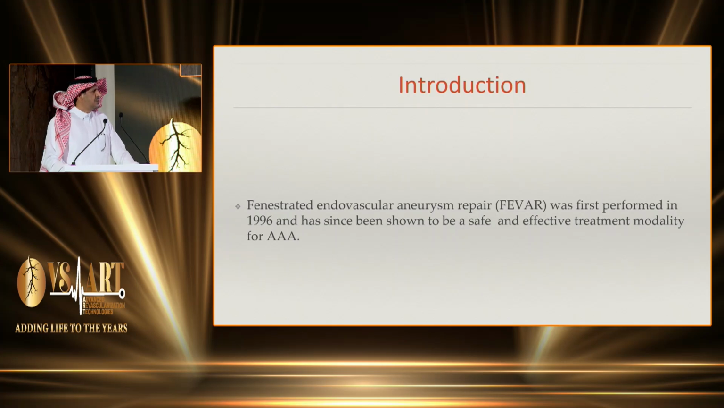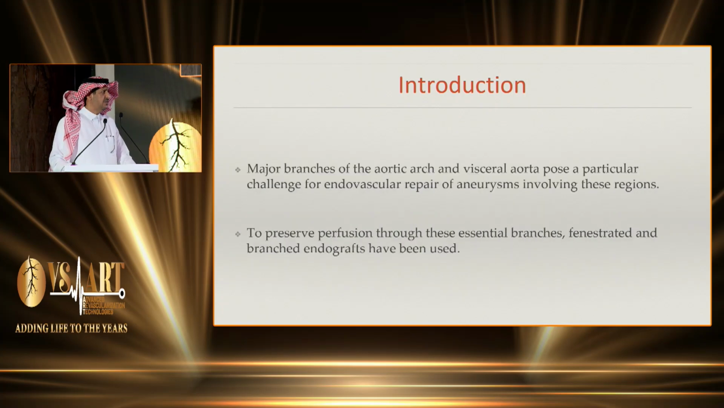So fenestrated endovascular aneurysm repair was first performed in 1996, and 2 years after that, they started the fenestrated graft. It is used mainly for the major branches of the aortic arch and visceral aorta, which pose a particular challenge for endovascular repair, to preserve the perfusion through these essential branches using fenestration for those target vessels.